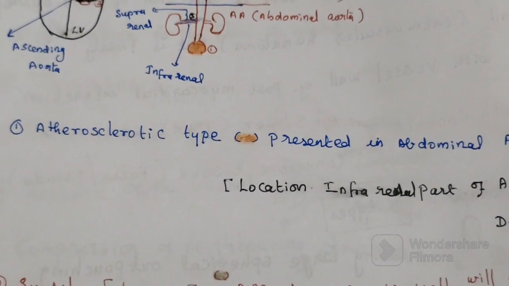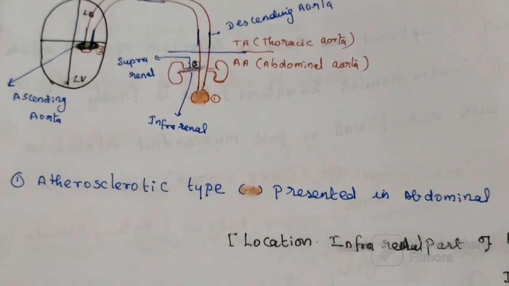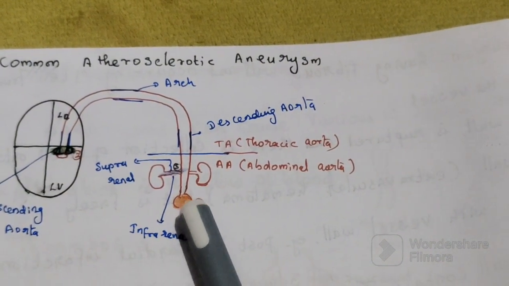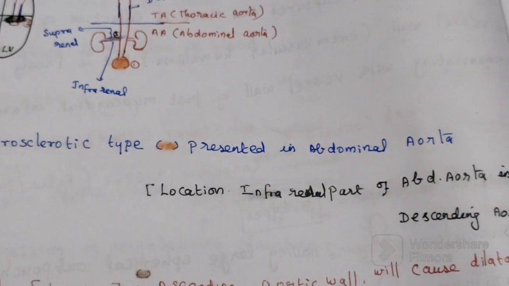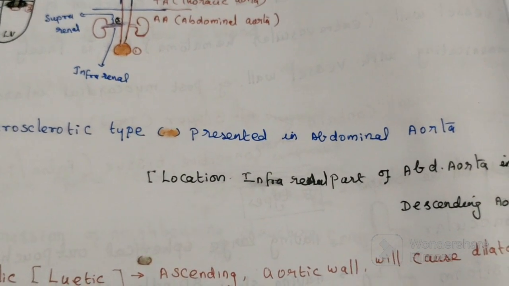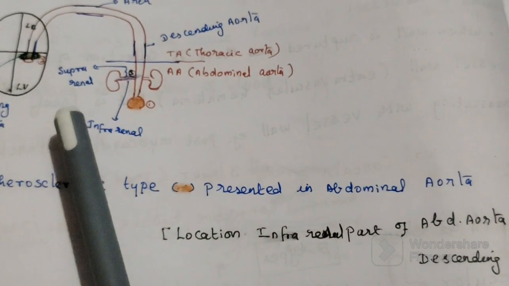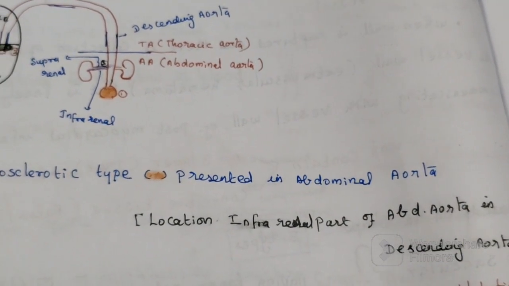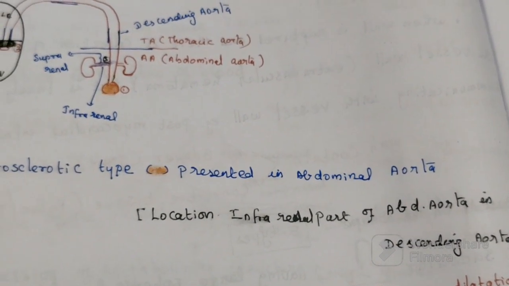So first one is atherosclerotic type. Where it is present? Here it is present. It is present in abdominal aorta. Exact location, infrarenal part of abdominal aorta, in descending aorta.